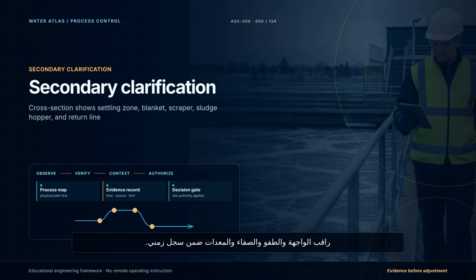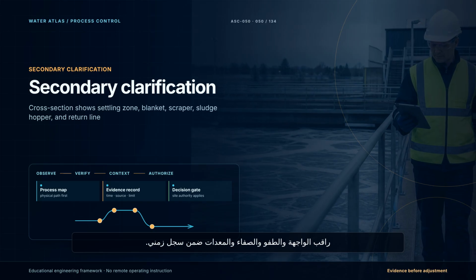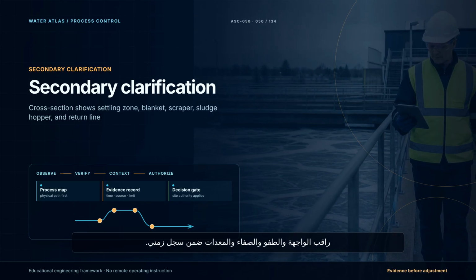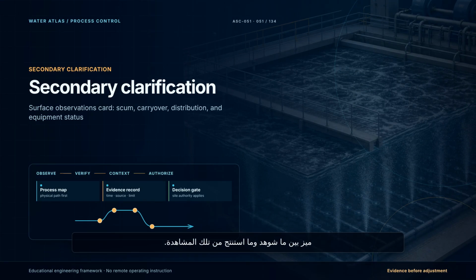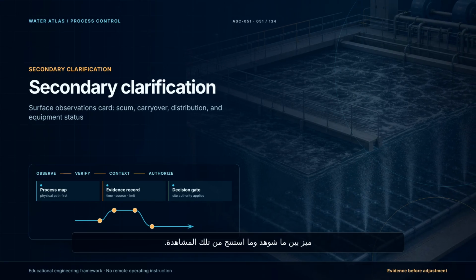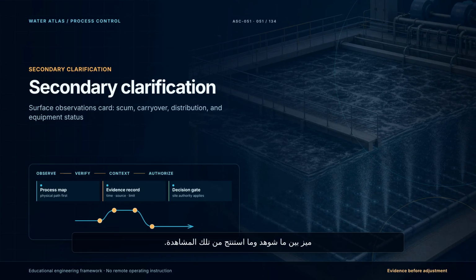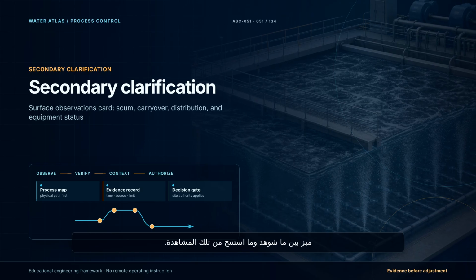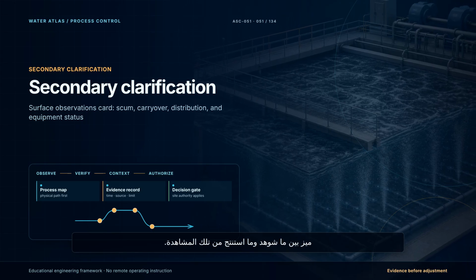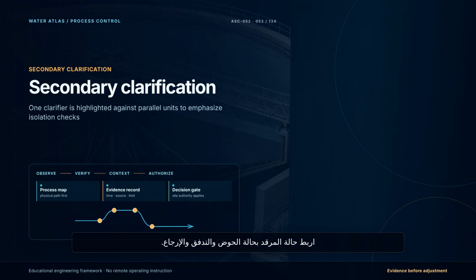When a calculated value changes, ask what physically changed. Did flow change? Did measured solids change? Did wasting change? Did return flow change? Did a clarifier lose solids? Did an instrument or laboratory result change? The calculation is a prompt for investigation, not a substitute for it.